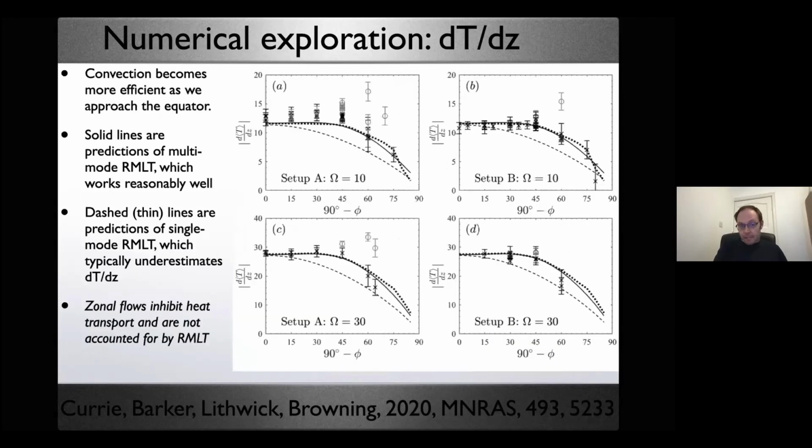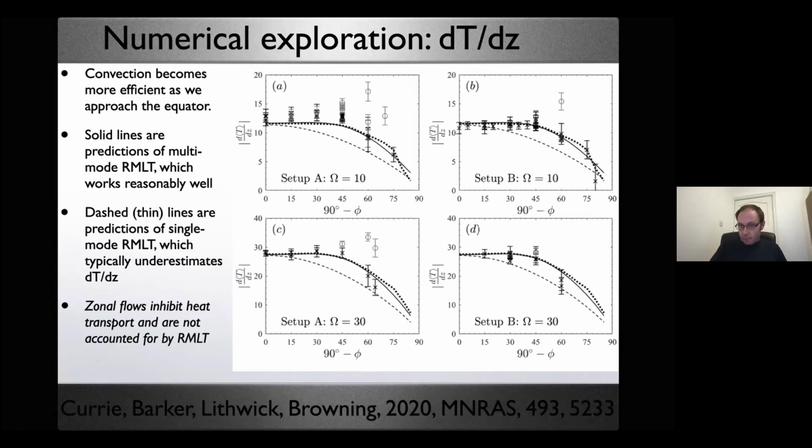So we can plot similar things for two different rotation rates using both setups as a function of the latitude angle, which I've done in these panels here. In this model, the solid line is the prediction of the multi-mode mixing length theory, and the thin dashed line is the prediction of the single mode theory, where we just incorporate the vertical component of the rotation vector to account for the effects of rotation. So we can see here that, although there are some outliers that I'll come to explain, the theory works reasonably well to explain the latitude dependence of the heat transport.